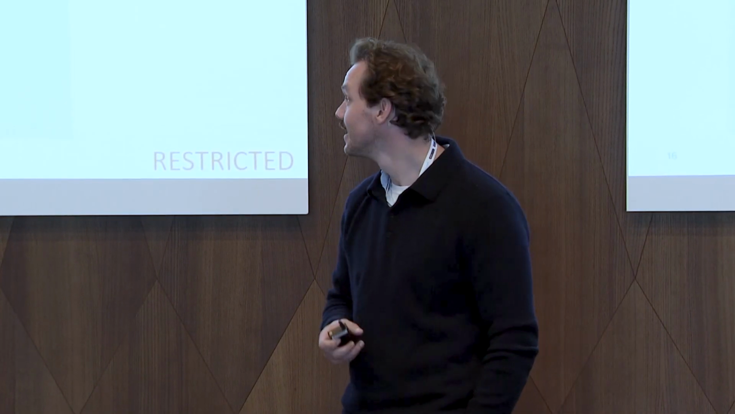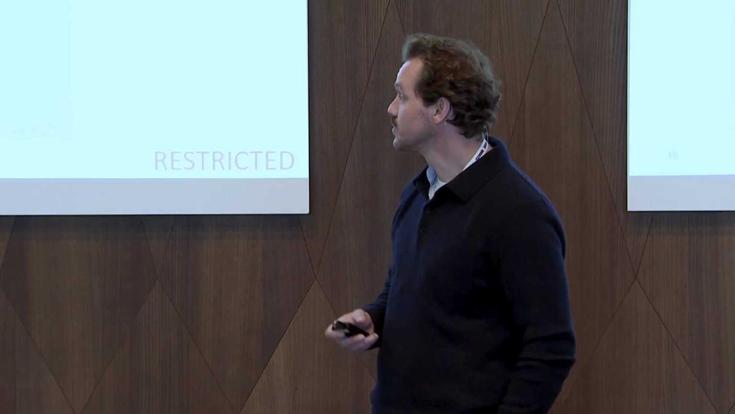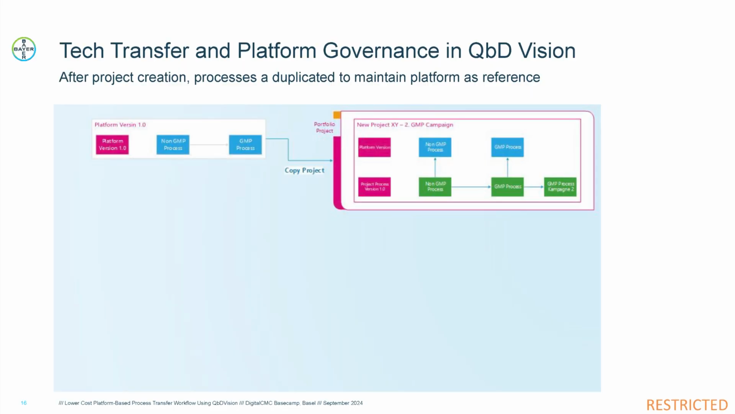All right. Okay. So you will see now 2 dimensions on this slide. One, which goes from left to right, is the project dimension. When we copy a platform project and make a project out of it, that's what Isabell explained already. So in that project, we now can track the changes between the non-GMP process and the GMP process, project specifically.